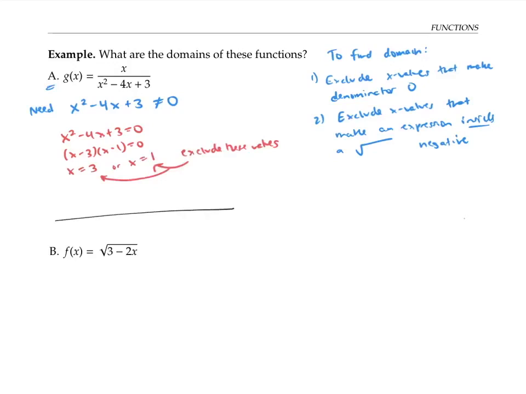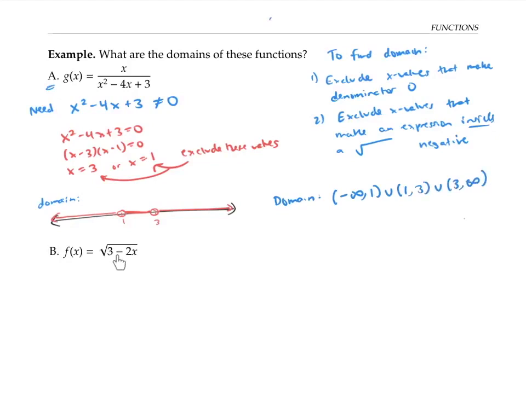All other x values should be fine, so if I draw the number line, I can put on 1 and 3 and just dig out a hole at both of those, and my domain includes everything else on the number line. In interval notation, this means my domain is everything from -infinity to 1 together with everything from 1 to 3 together with everything from 3 to infinity.